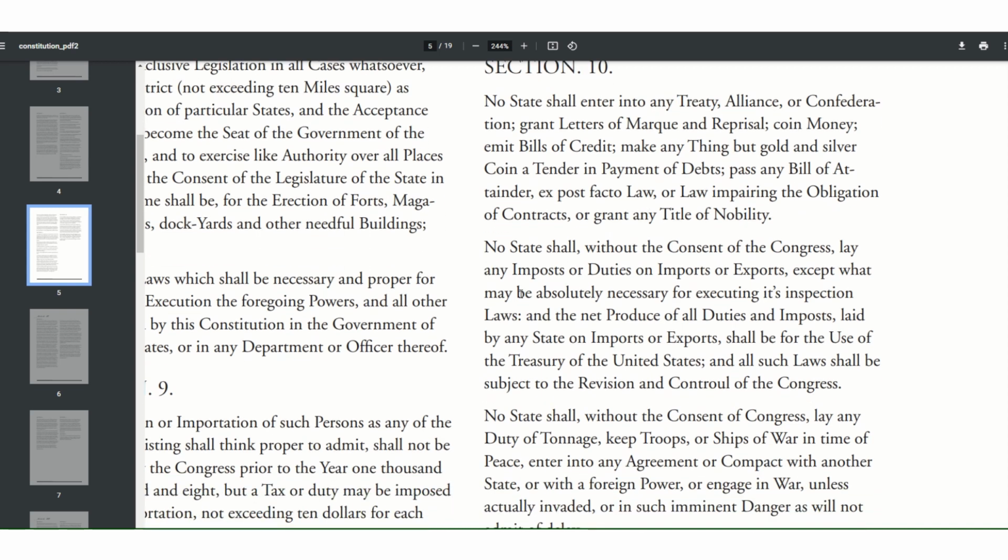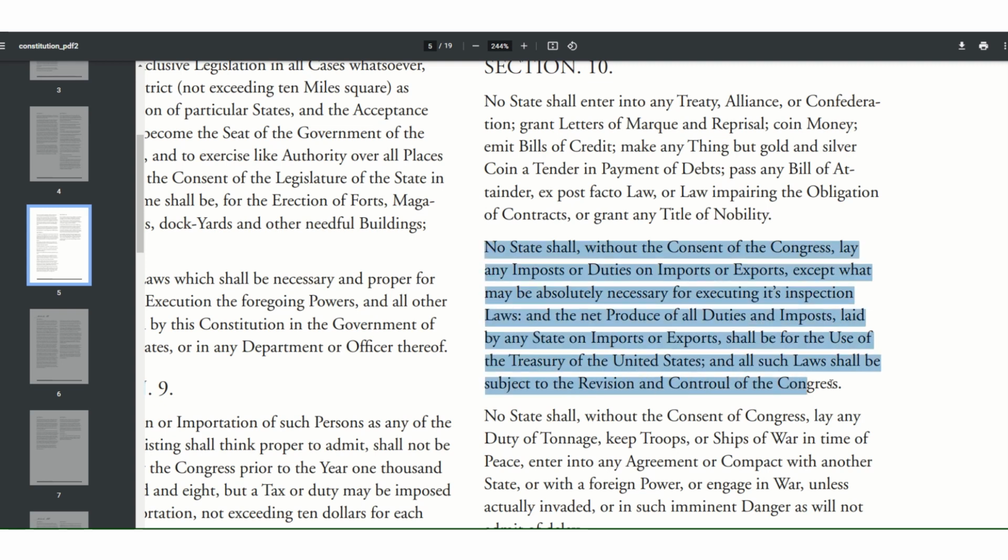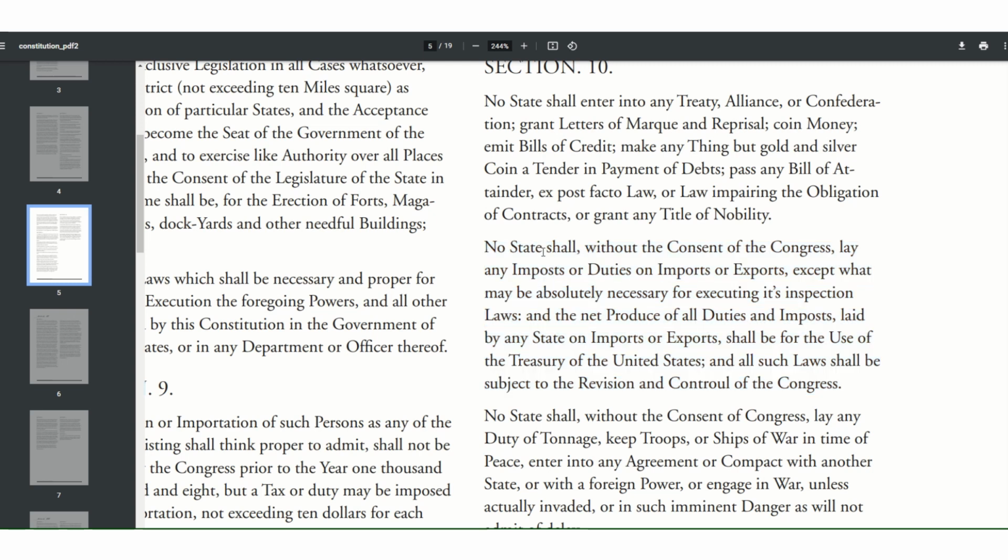But if you look at the second paragraph and the third paragraph, there are exceptions. This paragraph contains things that the state governments can't do unless they have the authority from Congress to do it, right? So no state shall without the consent of Congress. And the same thing down here, no state shall without the consent of Congress. So this language, without the consent of Congress, you don't see in the first paragraph.